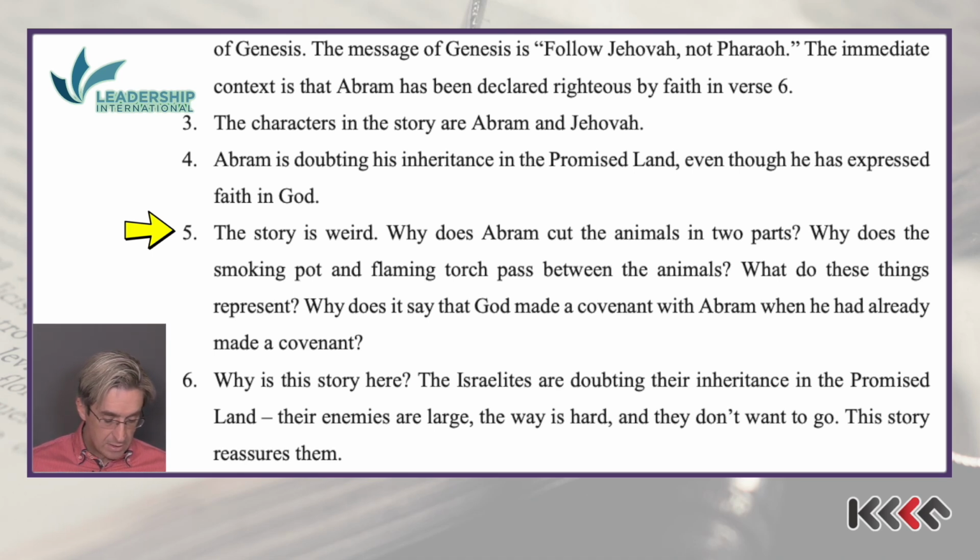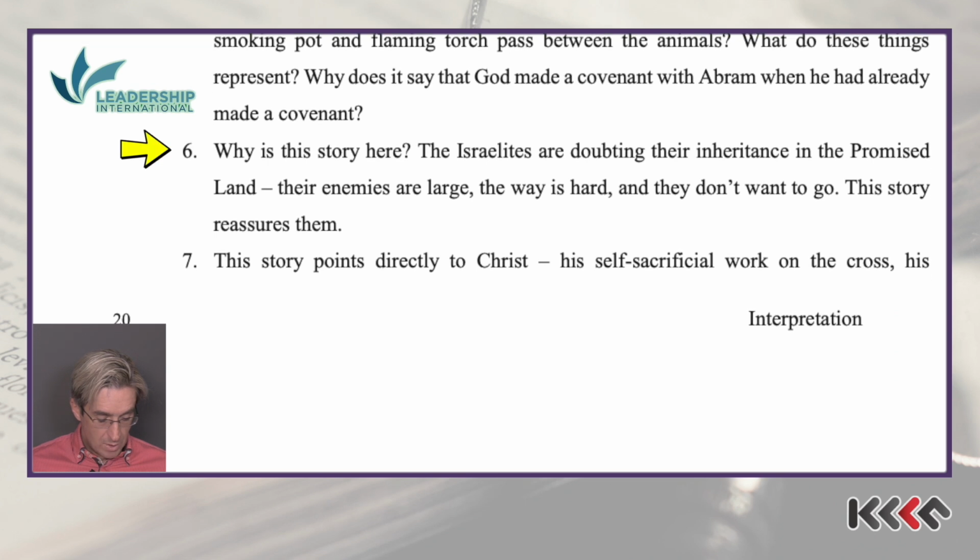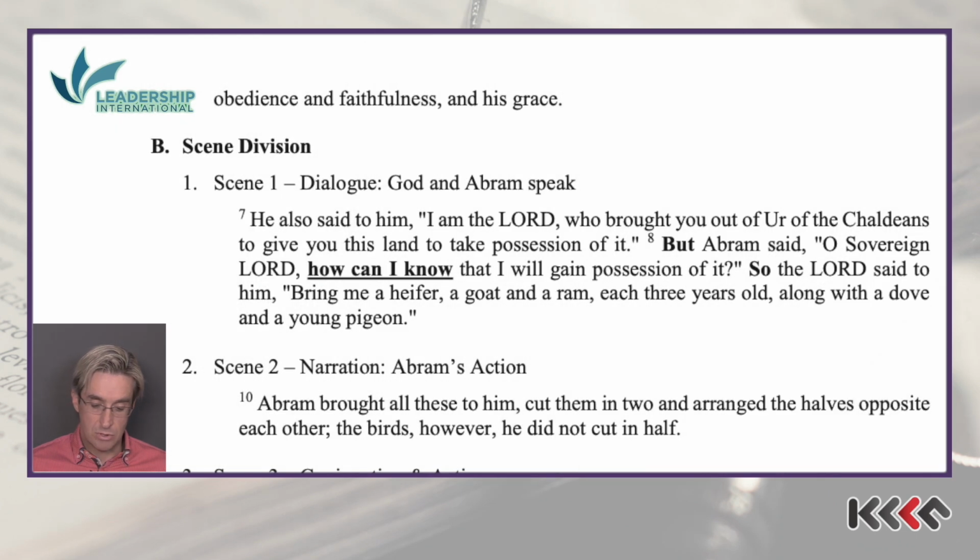Why does it say that God made a covenant with Abram when he already had made a covenant? Why is the story here? The Israelites are doubting their inheritance in the promised land. The enemies are large. The way is hard. They don't want to go. The story reassures them. This story, of course, points to Christ, who will one day sacrifice his life on the cross so that we can walk in obedience and in faith by God's grace.